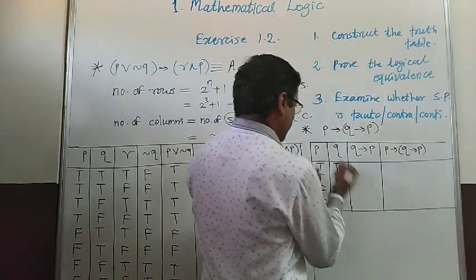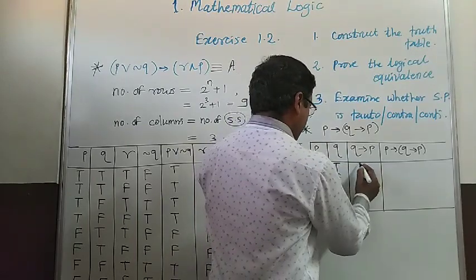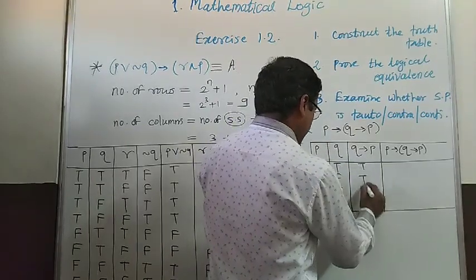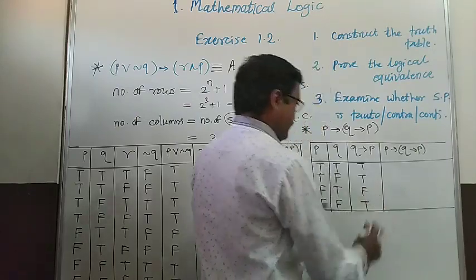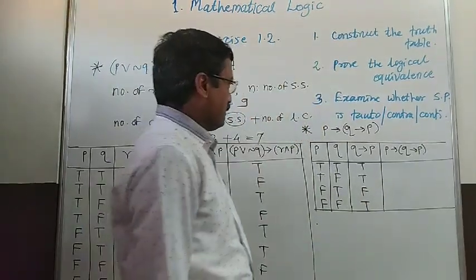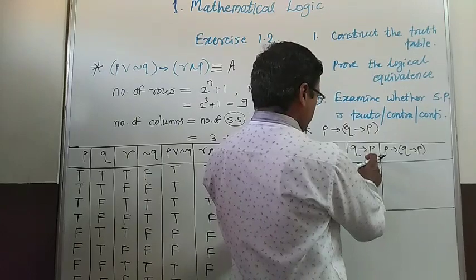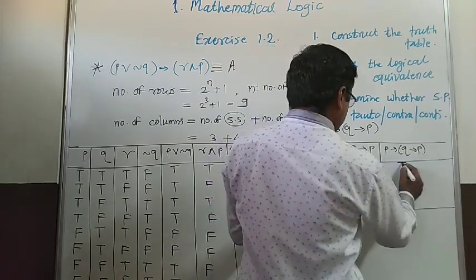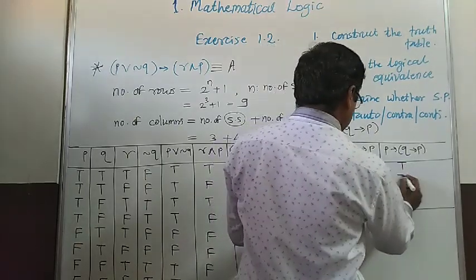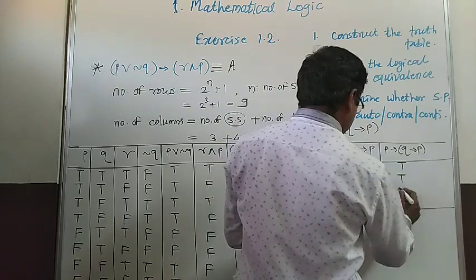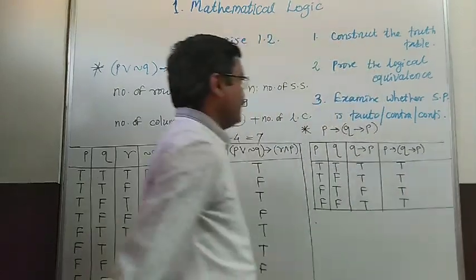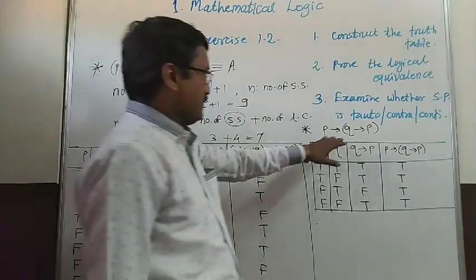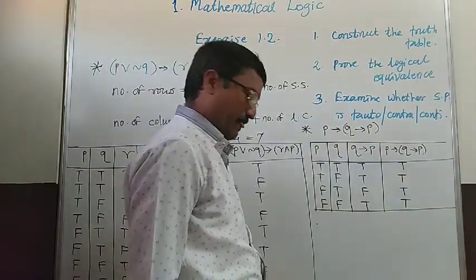Then Q implies P: T implies T is T. F implies T is T. T implies F is F. And F implies F is T. Now P implies this: T implies T is T. T implies T is T. F implies F is T. And F implies T is again T. So this is the preparation of this small statement pattern.